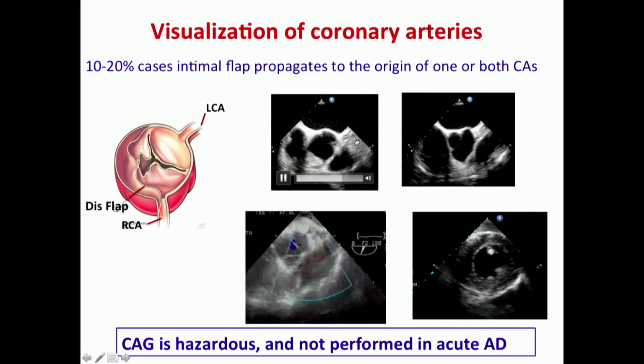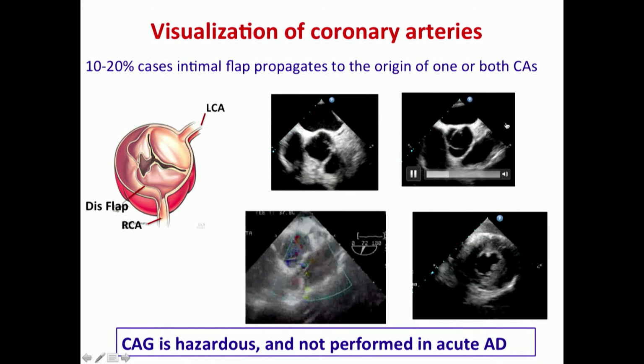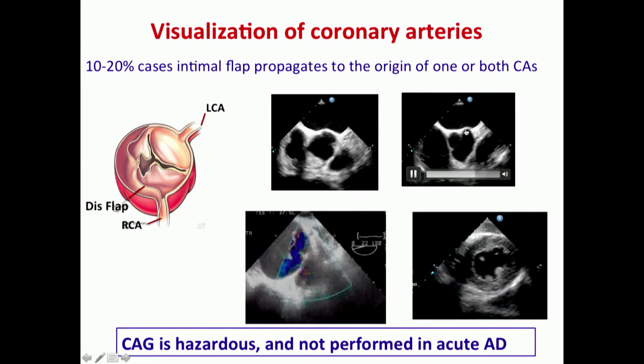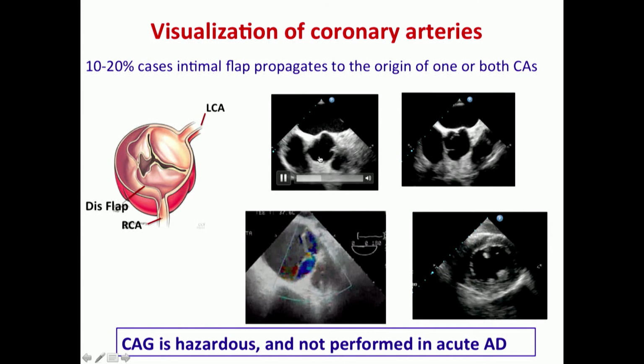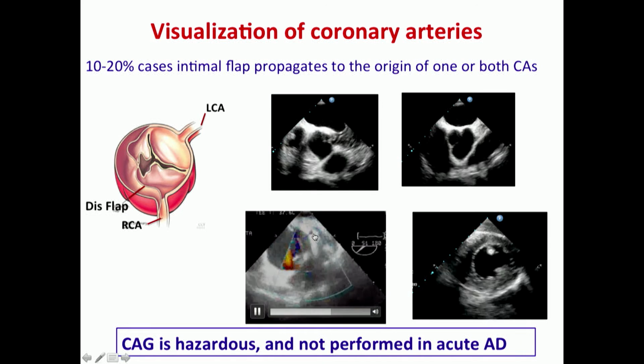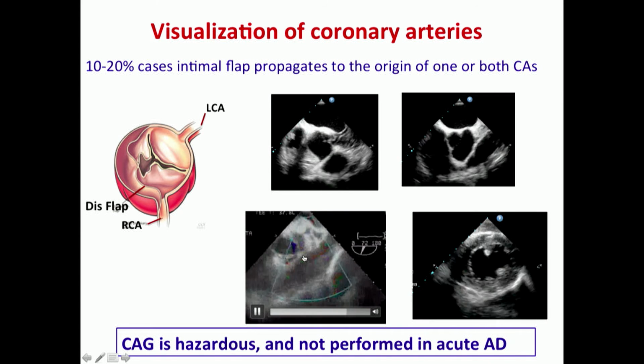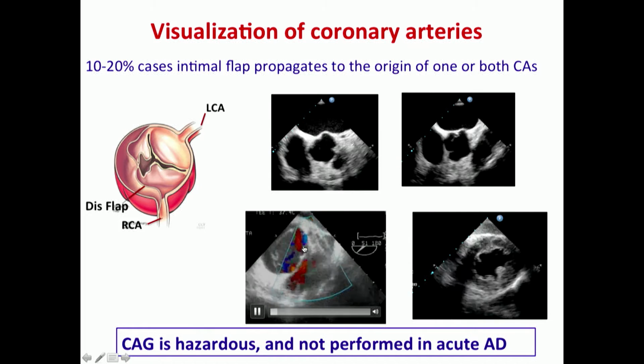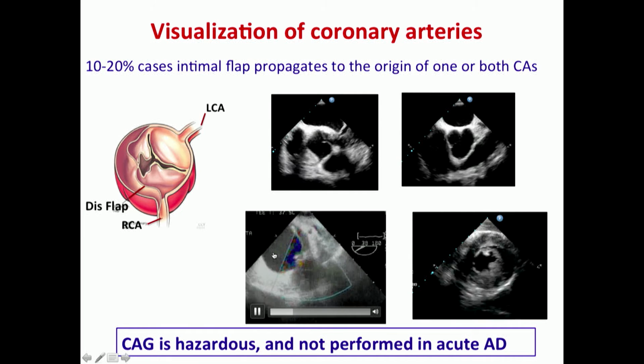This is the mid-esophageal aortic short axis view. The left coronary artery is arising from the left coronary sinus, and the right coronary artery is arising from the right coronary sinus. This is the patient with the aortic dissection. As you can see the intimal flap, this is the true lumen, this is the false lumen.